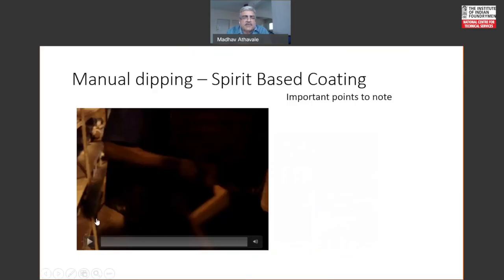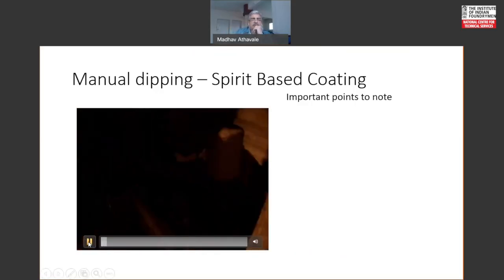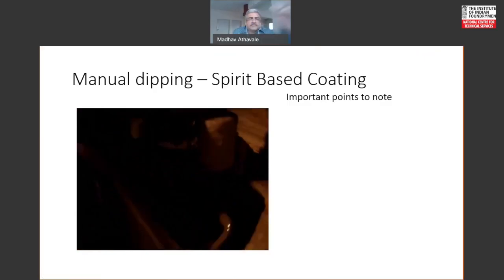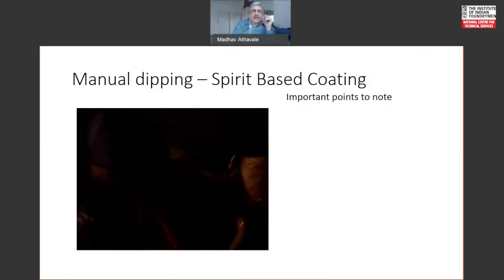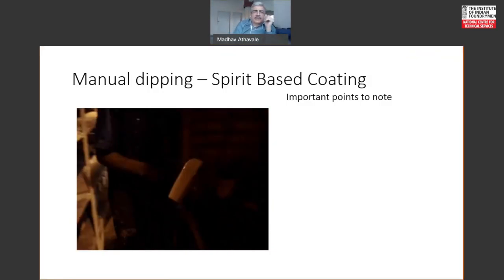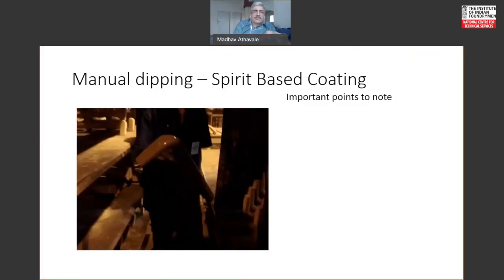Now let's have a quick look at what we would normally call a slightly crude way of dipping the coating, manual dipping, that too for a spirit-based coating. The video is taken for manifolds. Very quickly, let's have a look. I know the video quality is not great, but you'll be able to see the essentials.